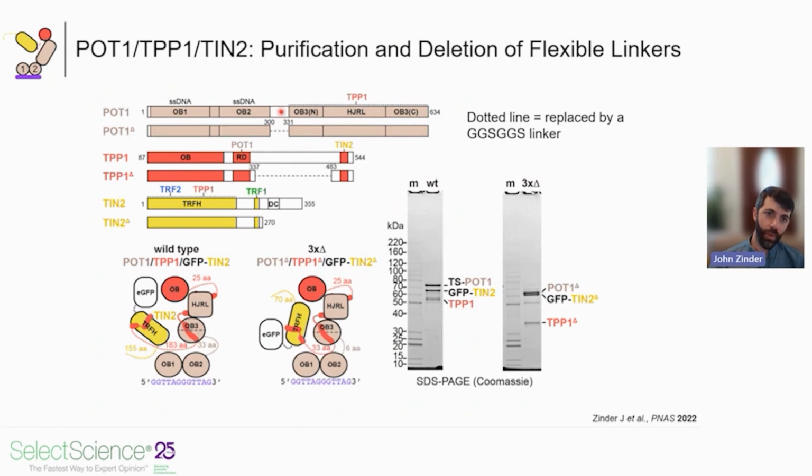And so in this deleted construct, we have the hinge domain of POT1, which is 30 amino acids, replaced with a 6 amino acid flexible linker. We have about 150 amino acids of TPP1's flexible linker replaced with this 6 amino acid linker, and we have a truncation of the flexible C terminus of TIN2. And so these are the purified complexes, both the wild type and the triply truncated mutant.